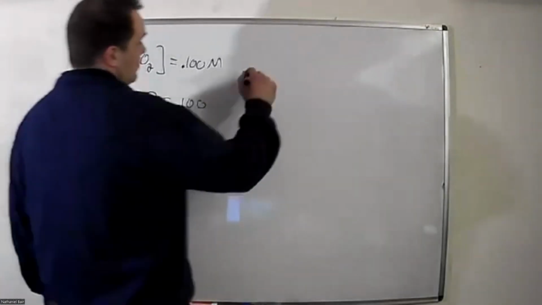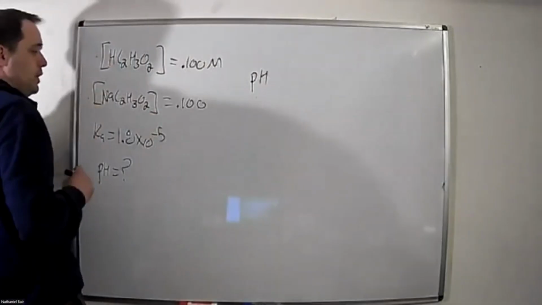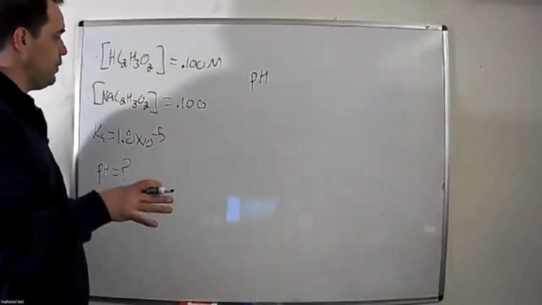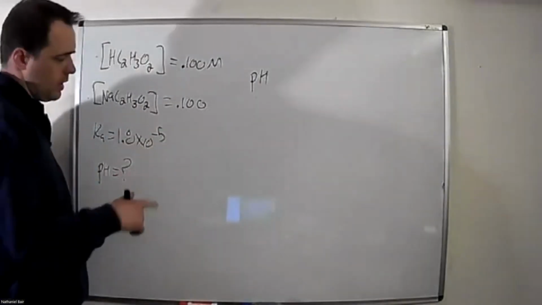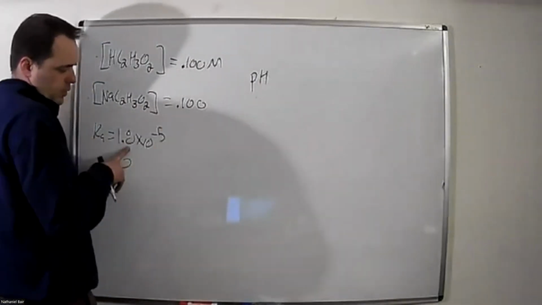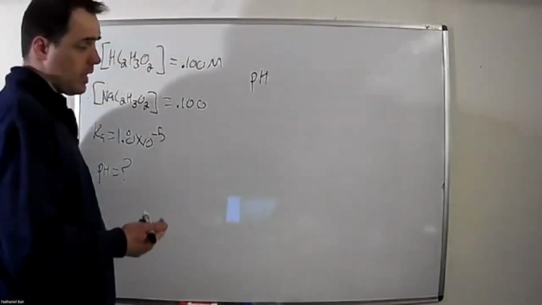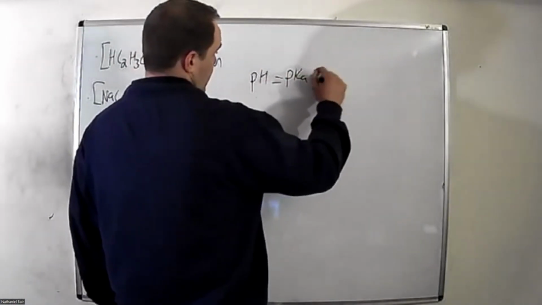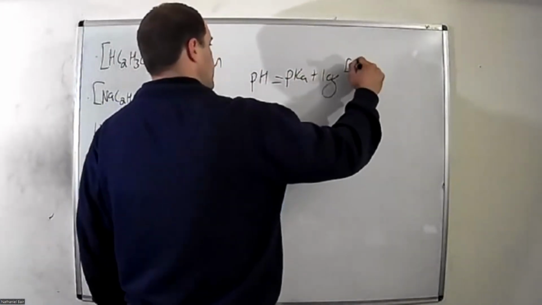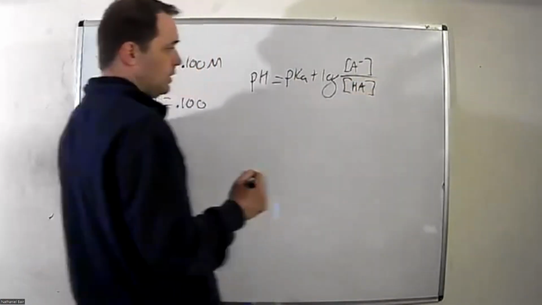So here we go. We recognize this is a buffer, weak acid, conjugate base. If you can make the x is small assumption, it is fair to use the Henderson-Hasselbalch. So take your lowest initial concentration divided by K. It's going to be greater than 500. We can use the Henderson-Hasselbalch to solve for pH. pH equals pKa plus the log of the base concentration over the acid concentration.